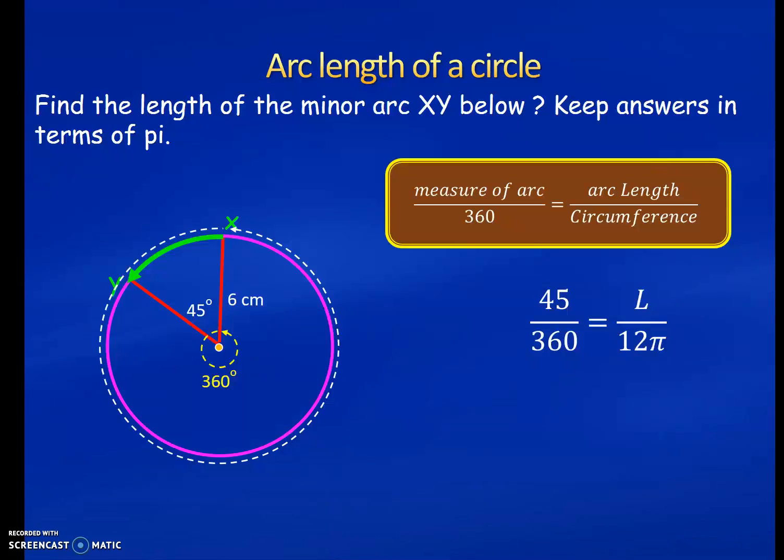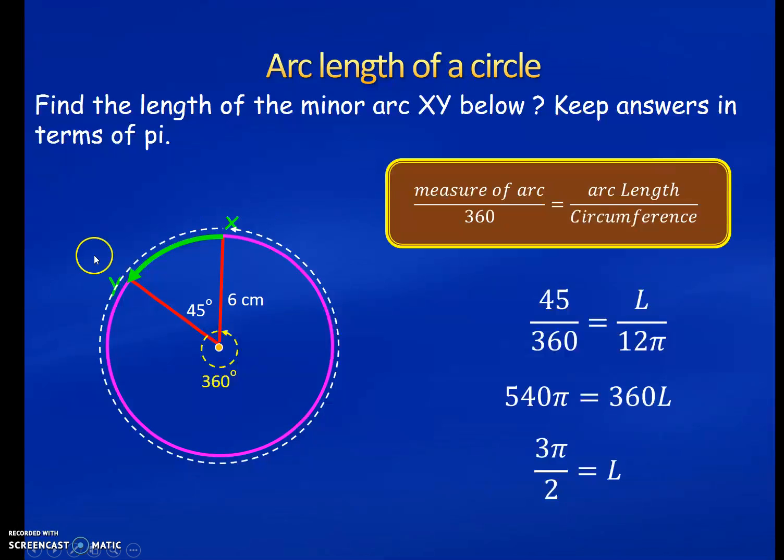So I'm going to do 45 times 12, and when I do that, I'm not going to multiply by pi, okay? I'm just going to do 45 times that 12, and I get 540, and 360 times L is 360L. And so from there, we're going to divide both sides by 360 and simplify the fraction. So 540 over 360 will just simplify to 3 over 2, and we're going to keep the pi there.